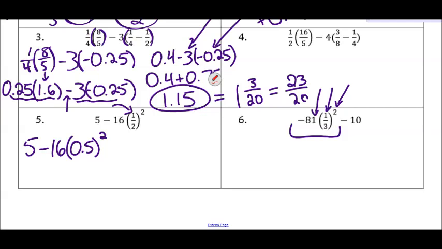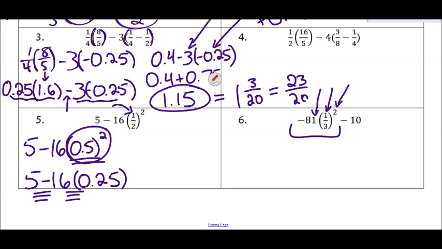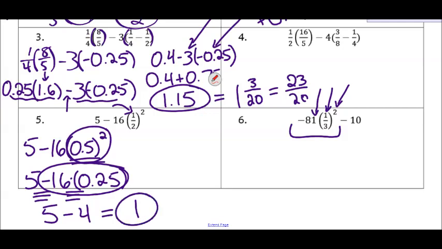On the problem I'm showing you, I still want to square this 0.5. That's 5 minus 16. 0.5 squared is 0.25. Now I have subtraction, and I have multiplication. So I'm going to multiply next. 5 minus 16 times 0.5 is 4, and 5 minus 4 is just a positive 1.